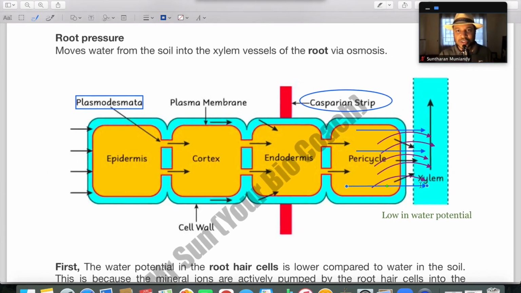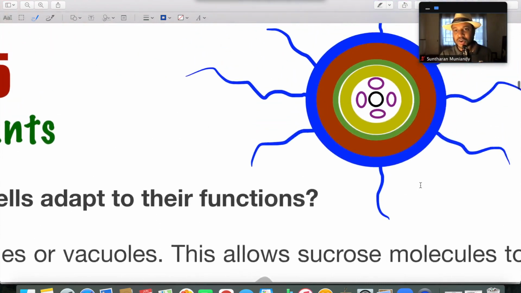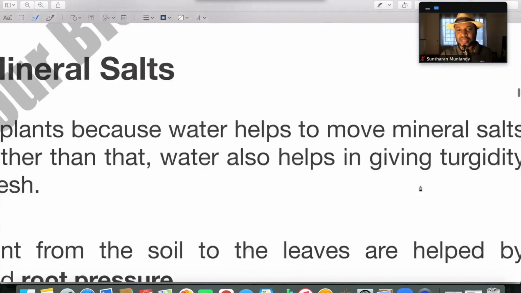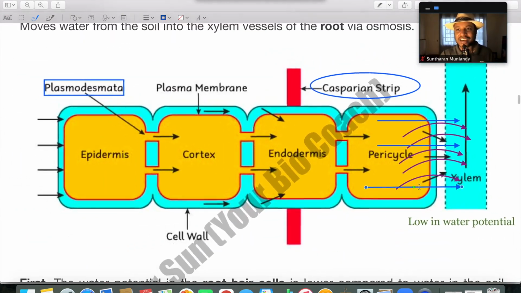So what you have to know is the structure of the root. Please make sure you know the internal structure of the root, and then if you study root pressure, it will be much better and easier.